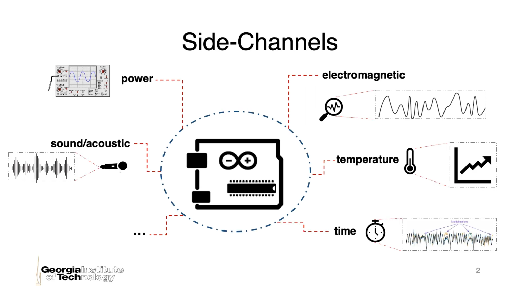So to start off, some background information. As we discussed in class, side channels are a useful way to gain information about a device without necessarily having direct access to it, like power, temperature, time, and then in this paper they examine electromagnetic signals.